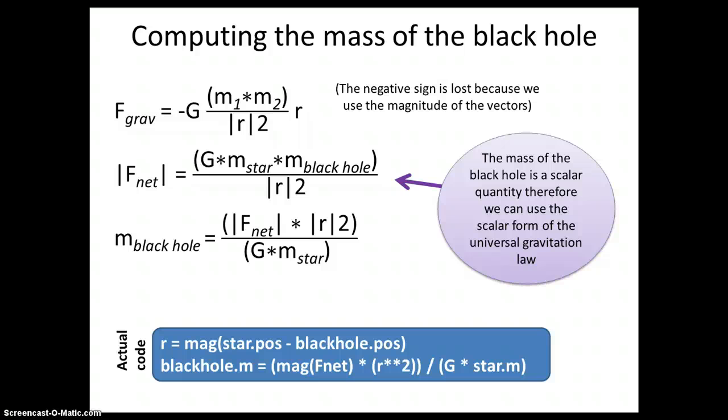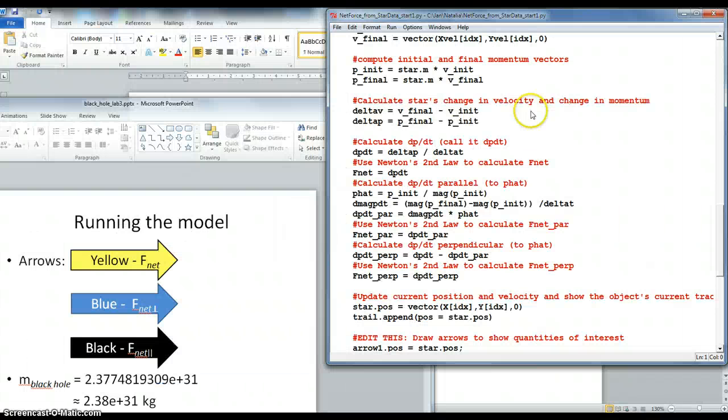This here is the actual Python code used. The first line calculates r, the distance between the star and the black hole. The second line is the rearranged formula in Python code, and it finds the mass of the black hole. Now we just need to run the program.